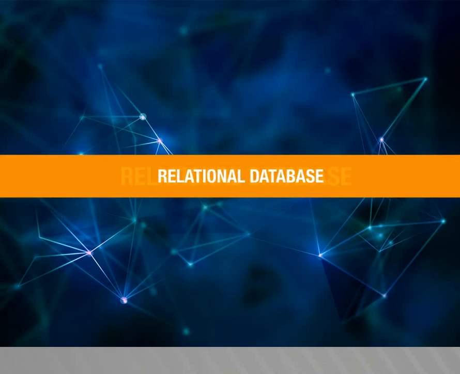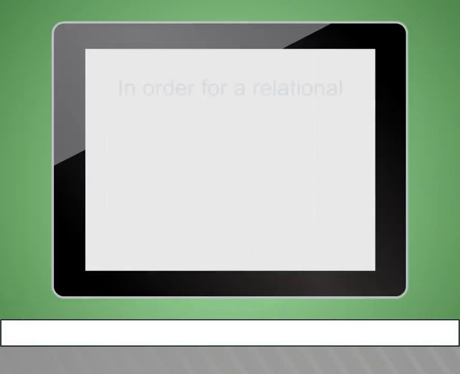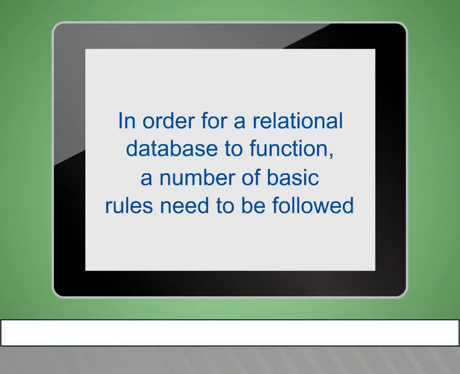Relational database. In this video, we are going to see about relational database. Relational database consists of tables that are linked together in some meaningful way. In order for a relational database to function, a number of basic rules need to be followed.